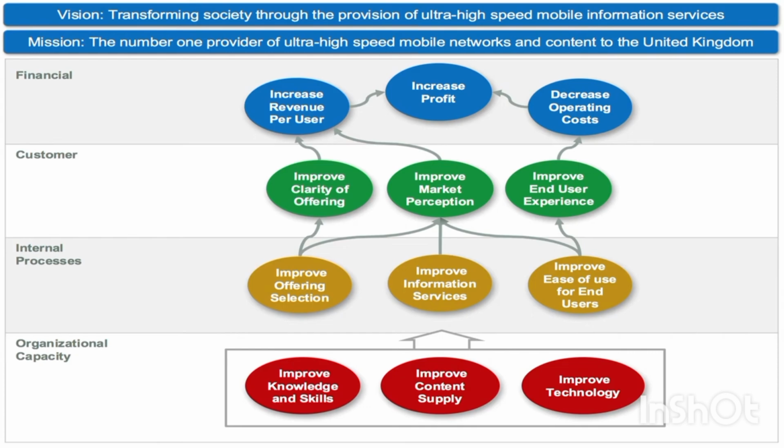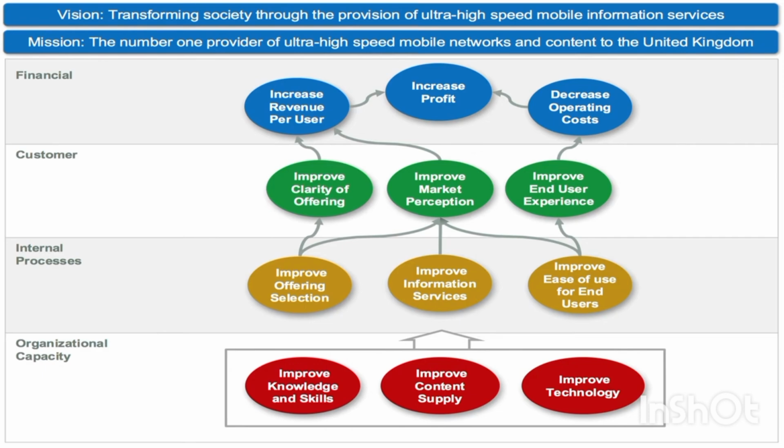So in financial, we have obviously increased revenue per user, then this will lead to increased profit, then decreasing operating costs. Then we have customer. Here we improve clarity of offering, improve market perception, improve end user experience. So all of them are interconnected. Then we have internal process like improve offering selection, improve information services, and improve ease of use for end users. And finally, we have organizational capacity, that is improve knowledge and skills, improve content supply, and improve technology. So all of them are interrelated.